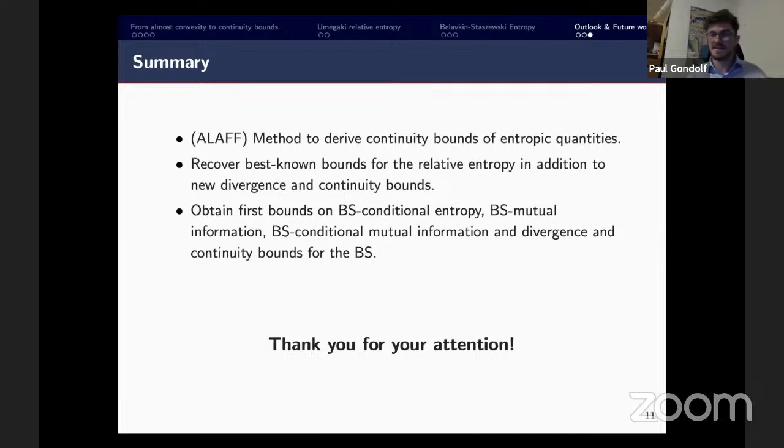So my last slide is a summary. I just want to give you a summary of what I talked about. We developed a method called ALAV to derive continuity bounds of entropic quantities. We recover the best known bounds for the relative entropy in addition to new divergence and continuity bounds. And we obtained the first bounds on the BS conditional entropy, BS mutual information, BS conditional mutual information, and divergence and continuity bounds for the BS entropy. Thank you for your attention. I'm happy to answer questions.